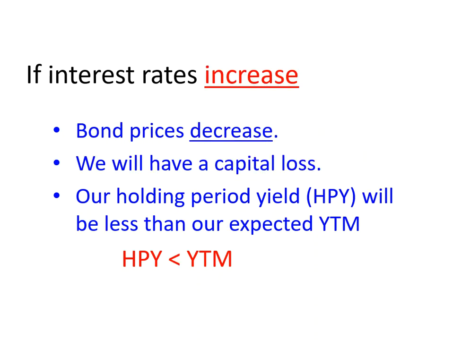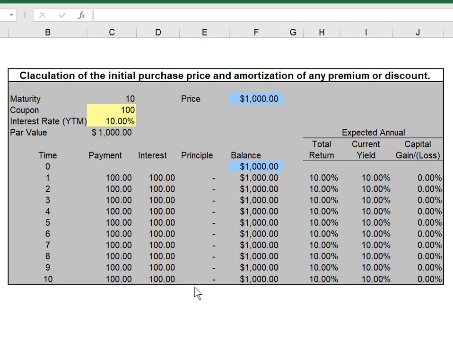Now let's consider what happens if interest rates increase. Recall, if interest rates increase, bond prices will decrease. Therefore, we'll have an expected loss, and our holding period return or yield will be less than our expected yield to maturity. Let's look at an example. Going back to the bond that we purchased at par and expected to sell in 3 years, and we expected to be able to sell it for $1,000.